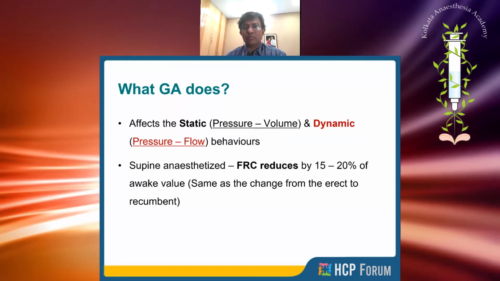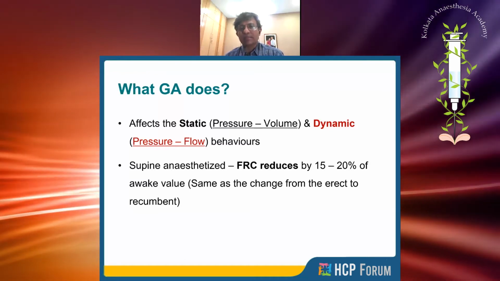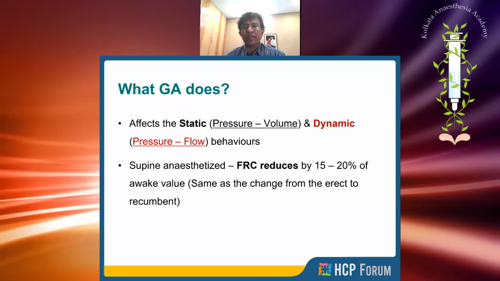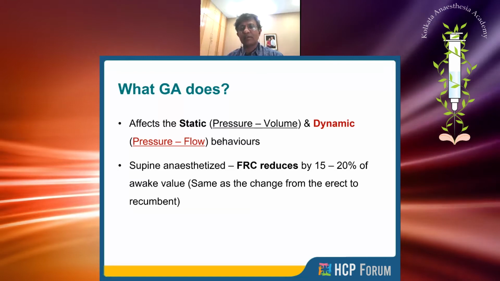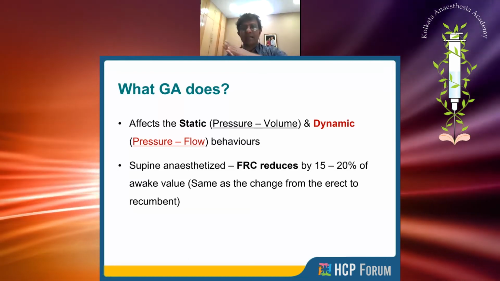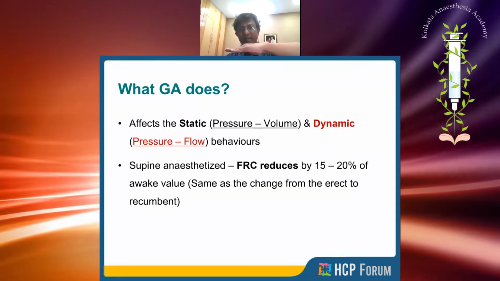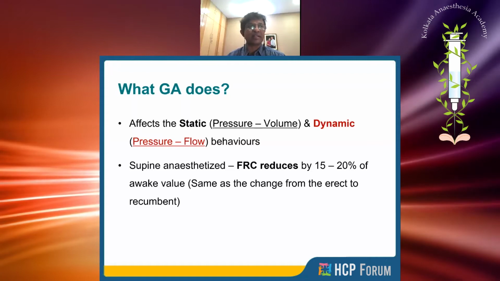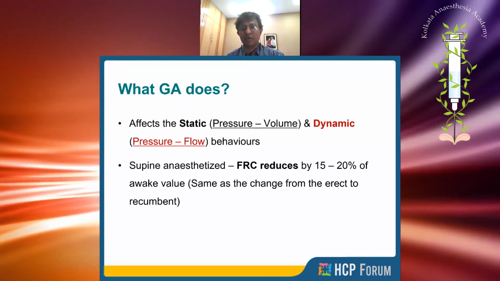Coming to the main thing that anesthesia does: the moment you anesthetize a person who's already supine, the FRC or the functional residual capacity reduces by 15 to 20% of the awake value. Remember, the same change happens the moment a person is erect and then becomes recumbent. The FRC goes down by 15 to 20%. And this recumbent patient, the moment you administer a general anesthetic, it reduces by another 15 to 20%.